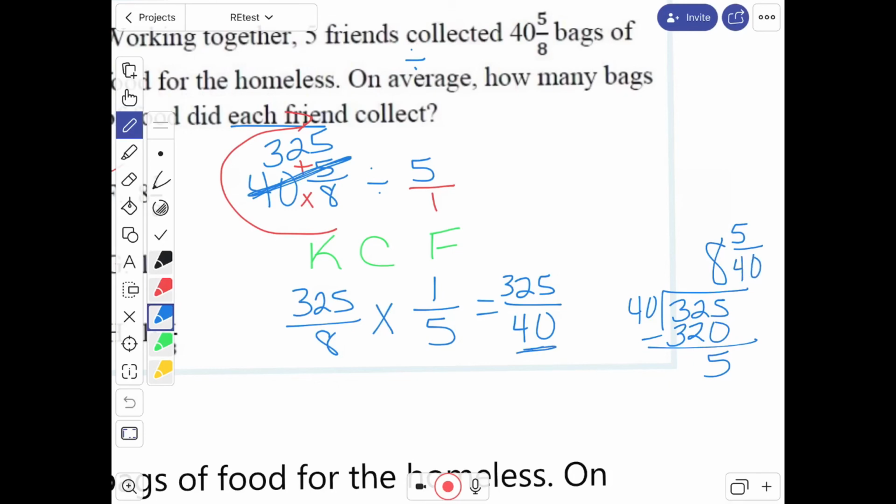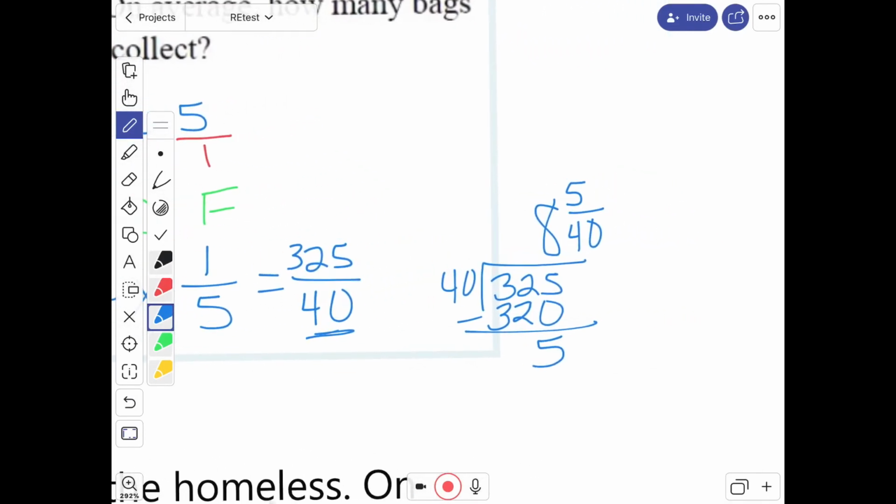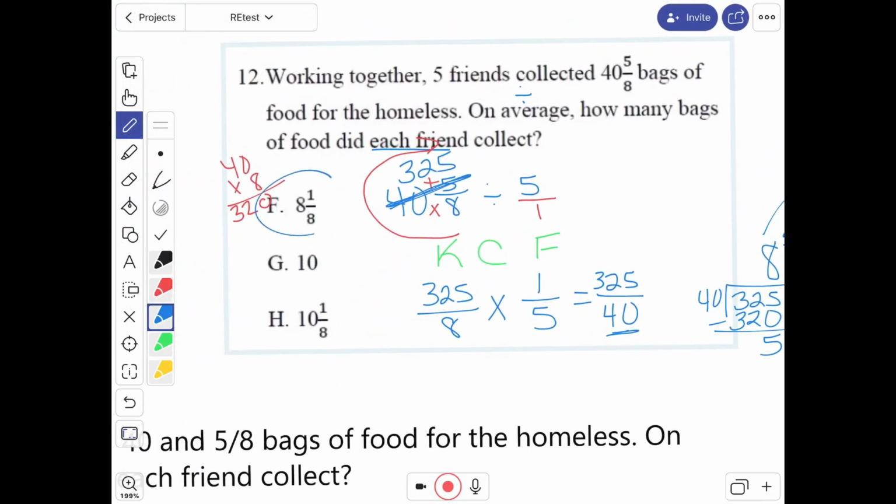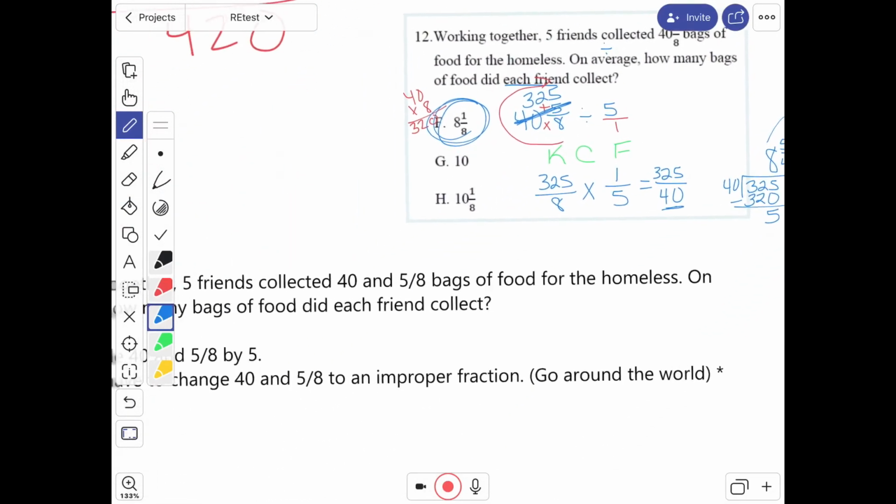The denominator is still 40. And then I need to simplify. Both of those numbers will divide by 5. Don't forget to bring the whole number over. 5 divided by 5 makes 1. 40 divided by 5 is 8. 8 and 1/8 is the answer.